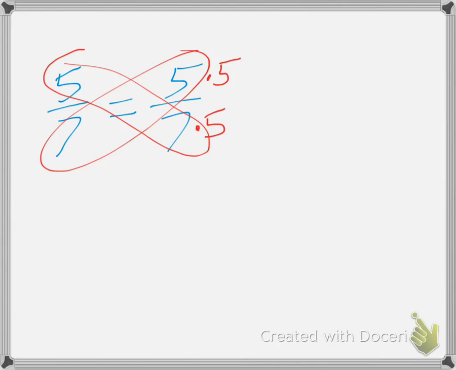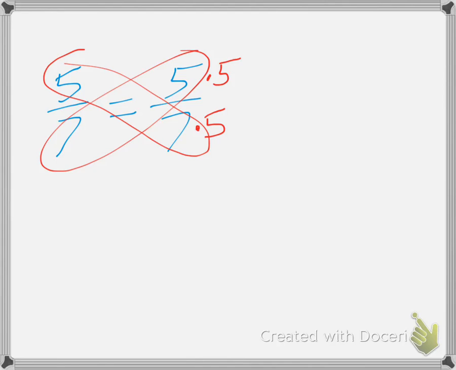So I have 25 over 35, right? That's proportional, right? And look what I have. I have 5 times 7 times 5, and I have 7 times 5 times 5. Obviously, they're going to be equal. You're just multiplying the same numbers together, just in a different order. So this will work for every single proportion.